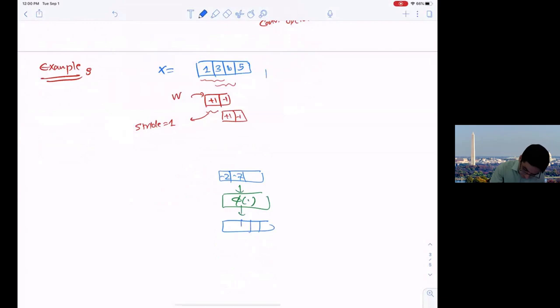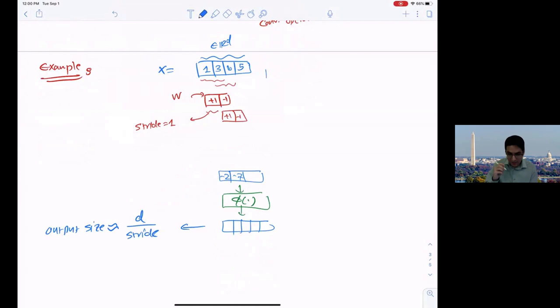So what would be my output size? Roughly speaking, if my input is in D dimension, and my stride is a certain number, my output size is approximately my input size over the stride number. There are some edge cases that we should consider, but when D is large enough, my output size would converge to this number. When your stride is one, you are not reducing your dimensionality after this convolution operation. And sometimes we actually need to reduce the dimensionality.